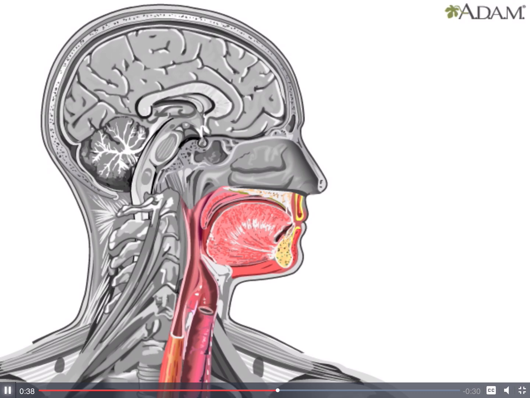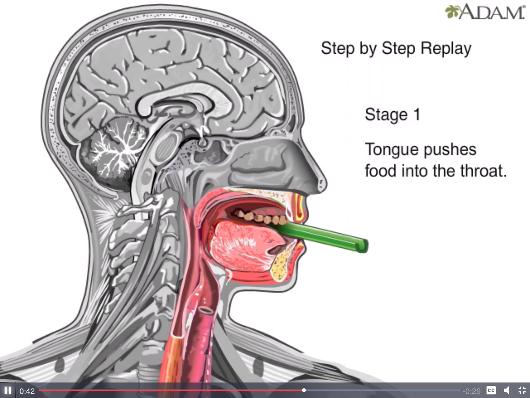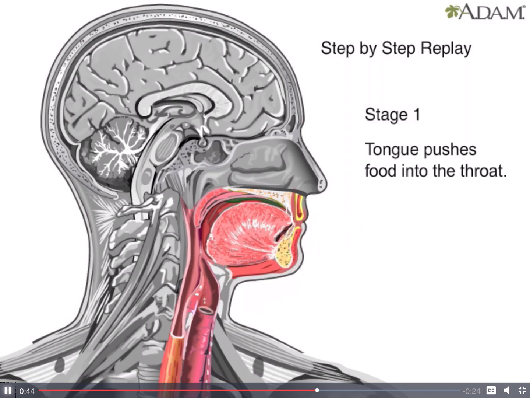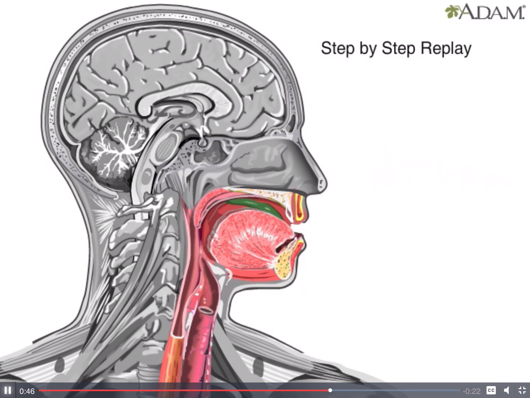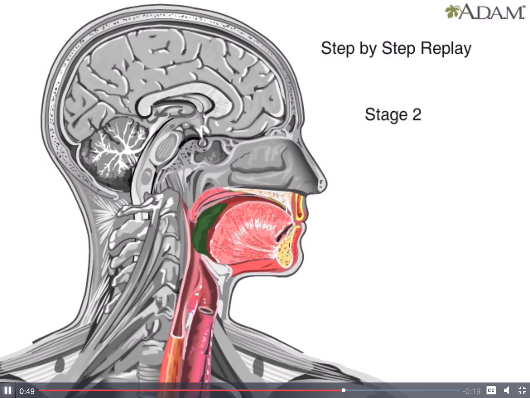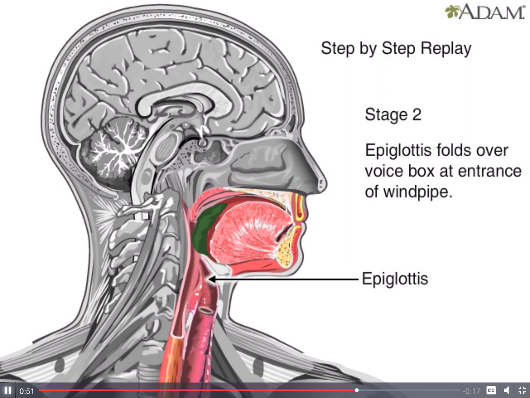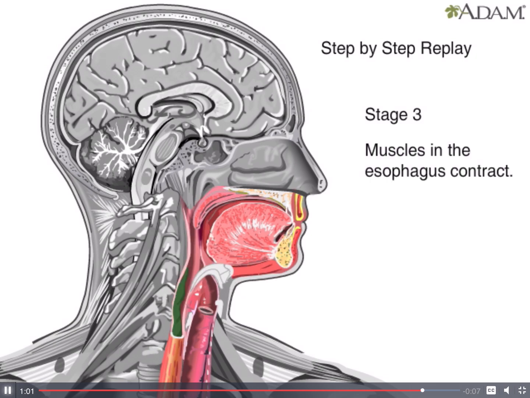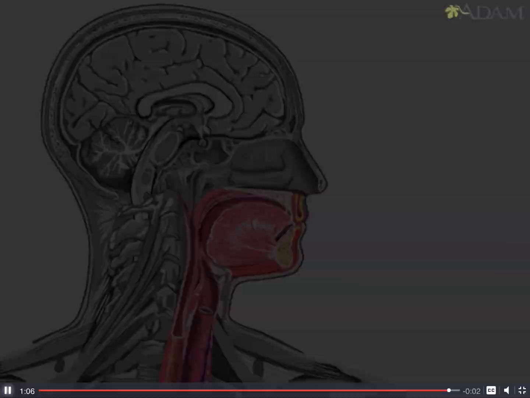Let's watch the swallowing process again. First, the tongue pushes the food into the throat. Next, the epiglottis, a small but important flap of tissue, folds over the voice box at the top of the windpipe. This keeps food from going down the wrong way. Finally, the esophagus contracts and moves food towards the stomach.